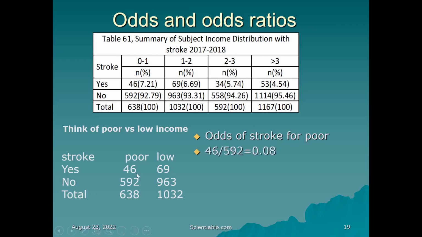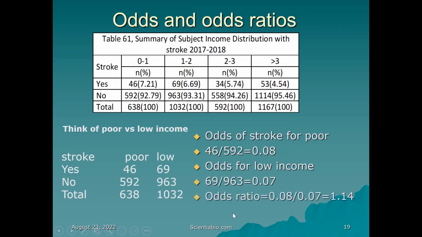Now stroke for poor. Now look at these counts. There were 638 poor in that study, and 46 had experienced a stroke, and 592 did not. So how do you calculate odds? Yes divided by no. 46 people did have stroke, 592 people did not have. The ratio is 0.08. That's for odds in favor of getting stroke. Okay. Similarly, for low income, it will be 69 divided by 963 and it is 0.07. So here odds are 0.08, here odds are 0.07, and then you take the ratio of those. That's called odds ratio. Okay.